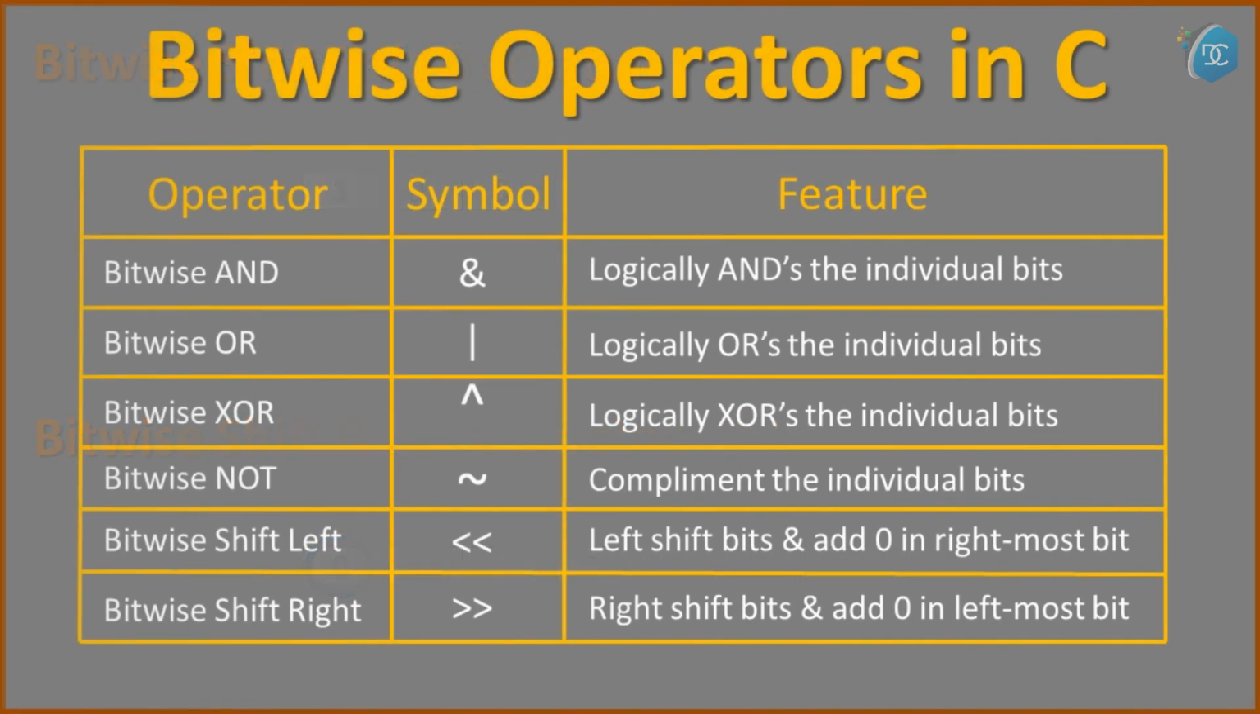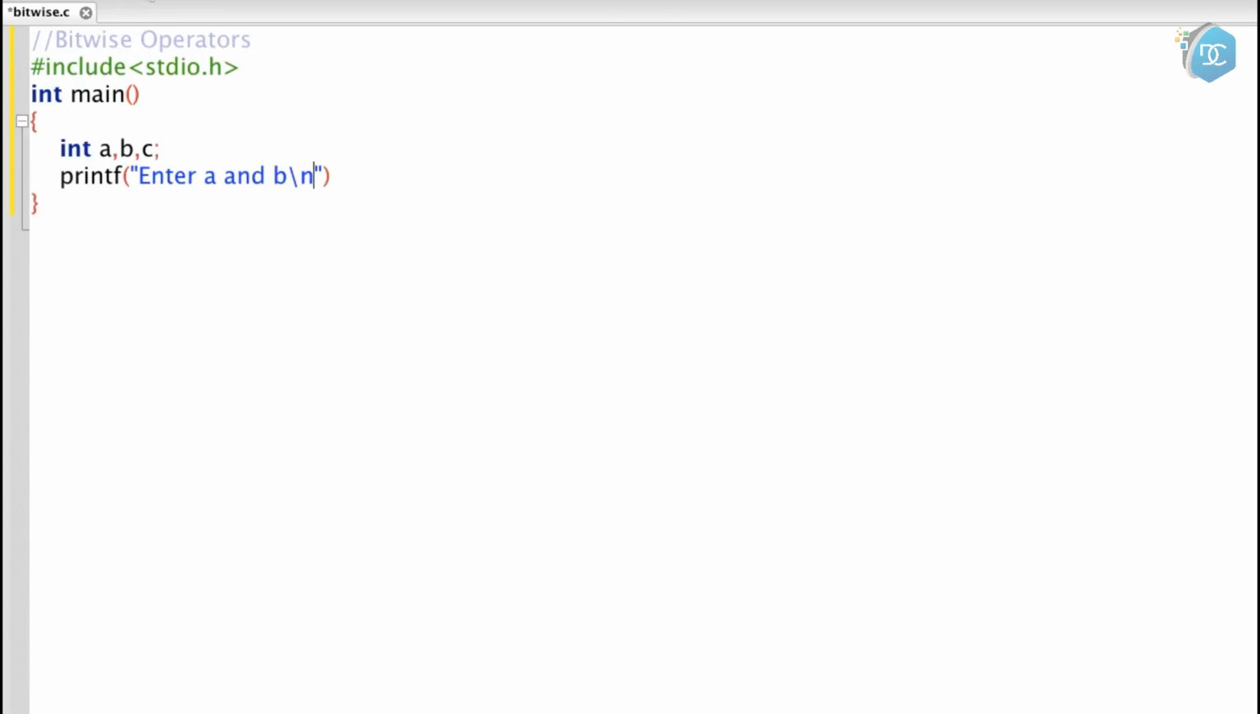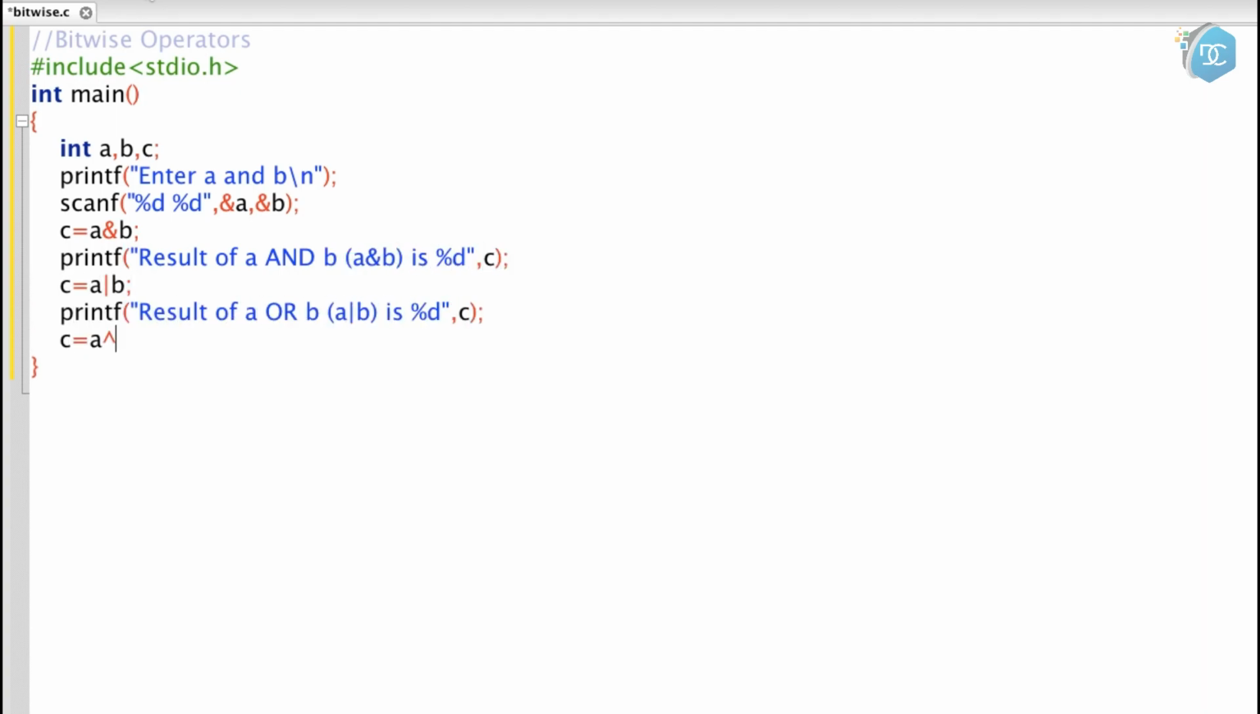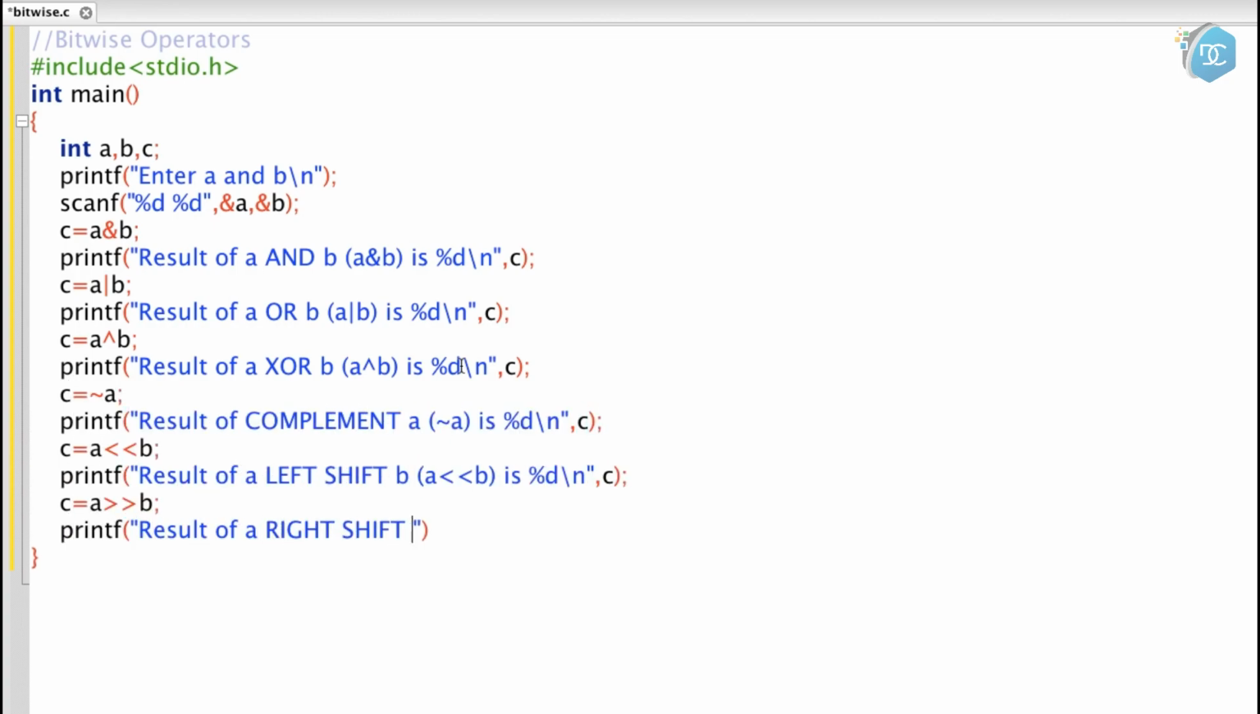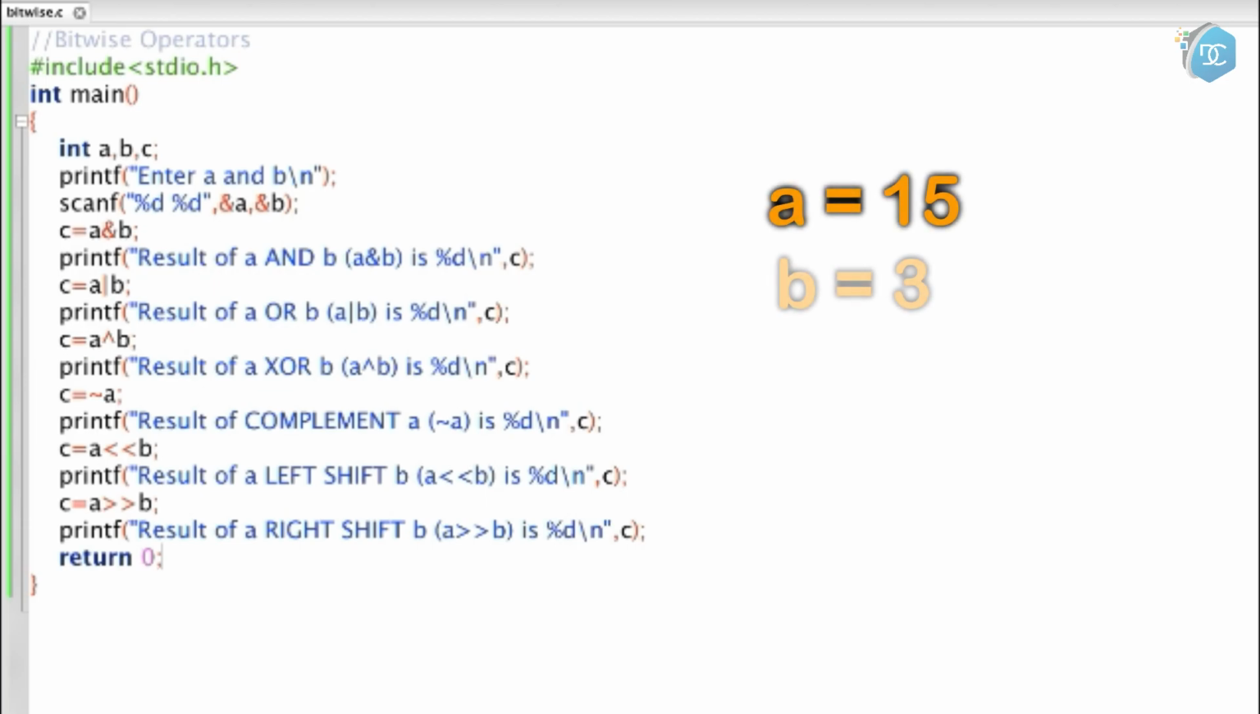Let's now implement these bitwise operators in an example program where we will use 32-bit int type and see how these operate bitwise to give results. Here's a program that we have written in which we have done all these bitwise operations with 2 variables, namely A and B. Let's first calculate the results ourselves. What if A was 15 and B was 3?